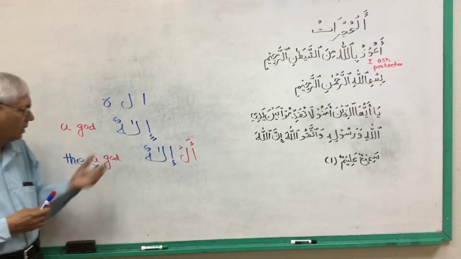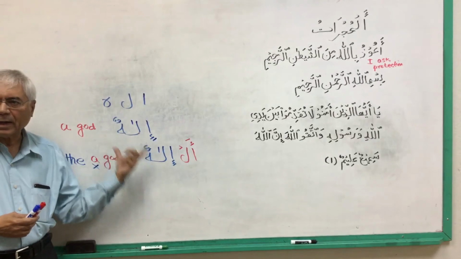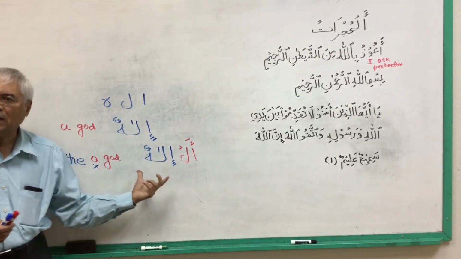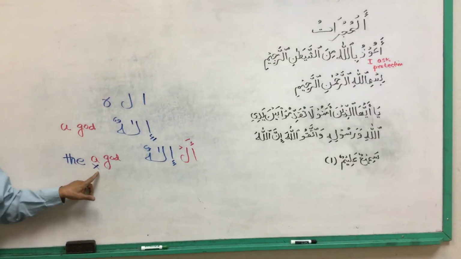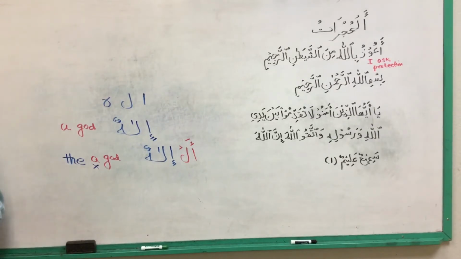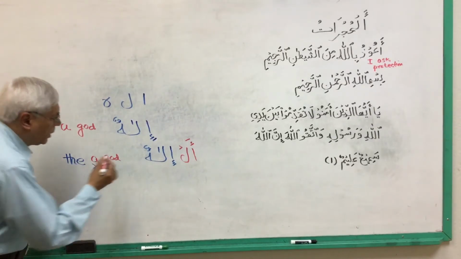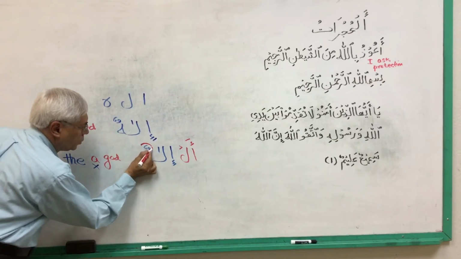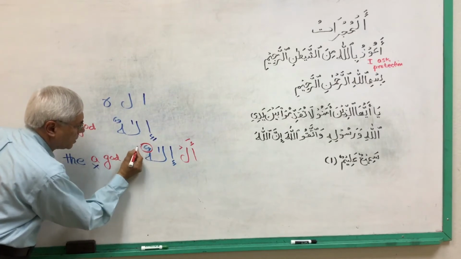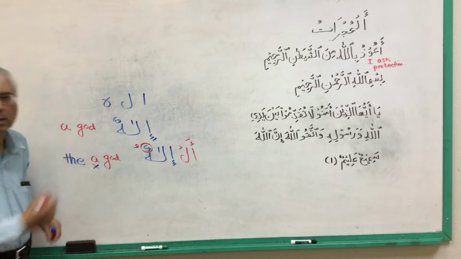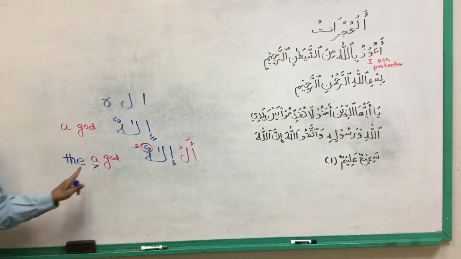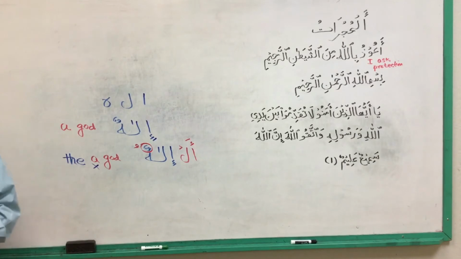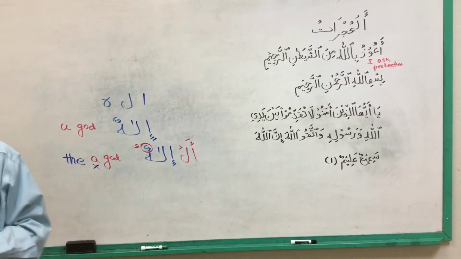To do a similar thing, because this was a God and now we want to make it the God, we have to do some change here which represents the change like this a. So what we do, we take these two dhammas and change into one dhamma. That is equivalent of removing this a here. Okay?